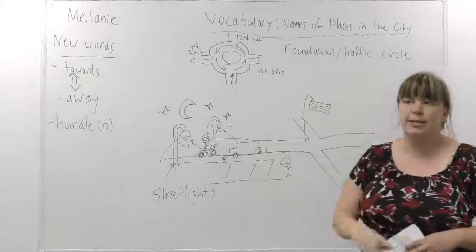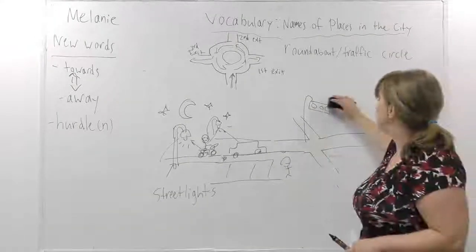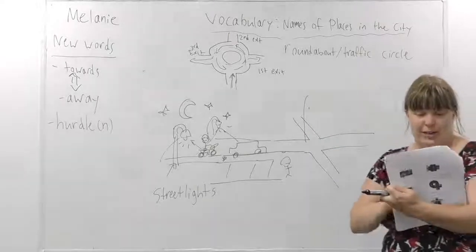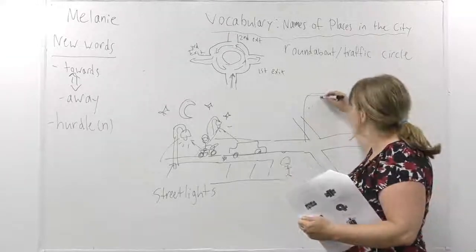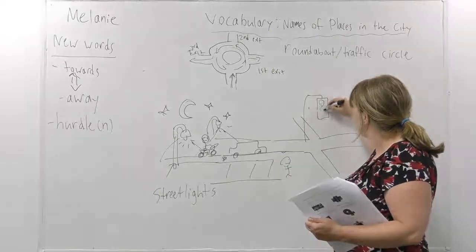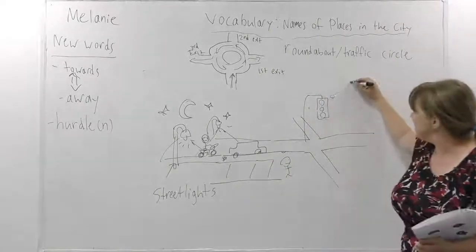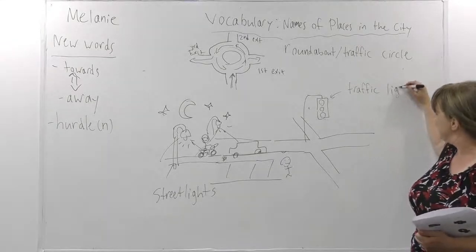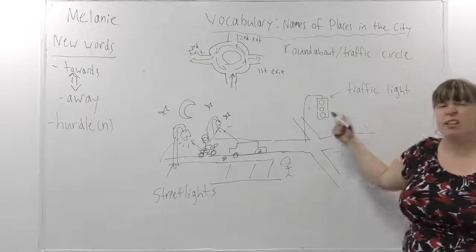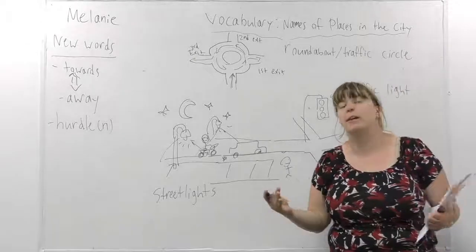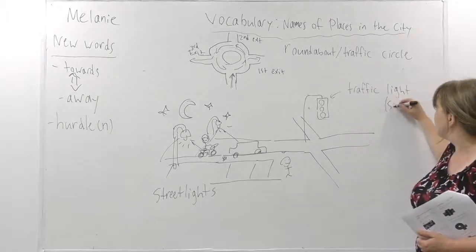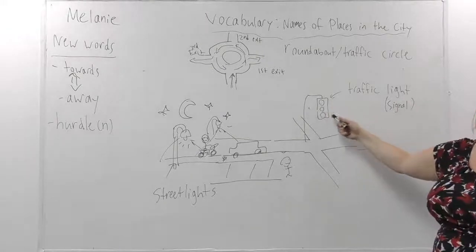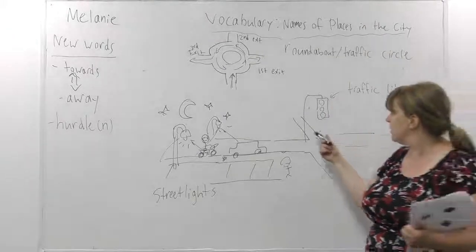Sometimes they're sideways, but in Vancouver, usually they are vertical, like this. So this is a traffic light. Sometimes we call it a traffic signal, but usually we say light. Red, yellow, green, the usual, you know.